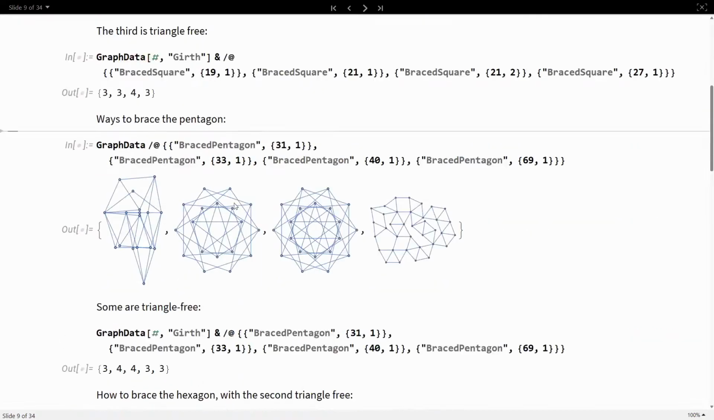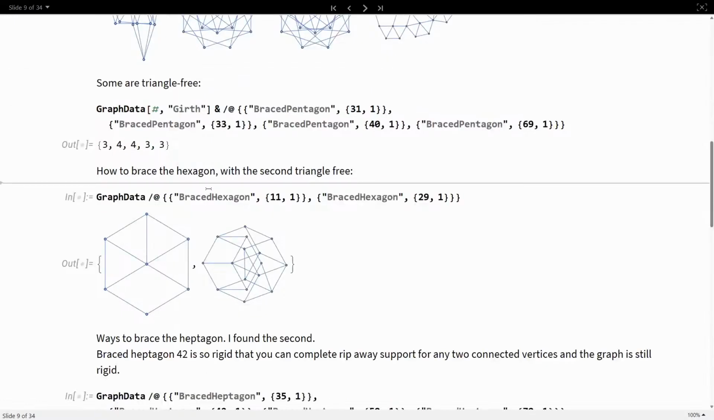We can also brace the pentagon in various ways. This is a way of doing it without any overlap. And this version and the second and third version don't use any triangles in their bracing.